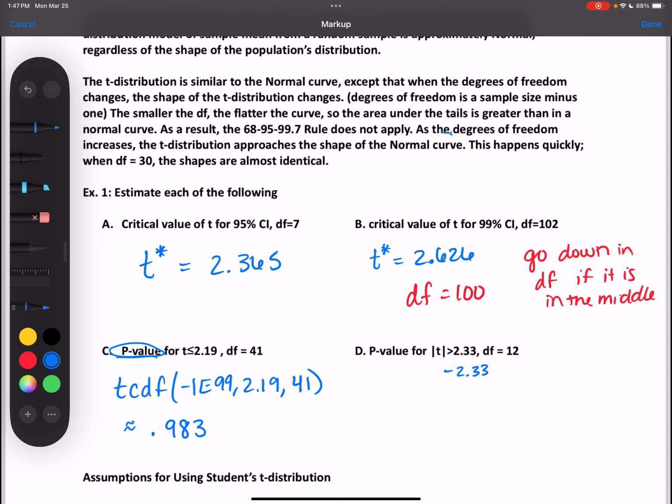So this one, since I have two areas where it's more than 2.33, okay, one in the positive and one in the negative direction, I actually multiply the whole thing by 2. So it's going to be 2 times TCDF of, since it's greater than 2.33, and then the 1E99 is fine, and 12.